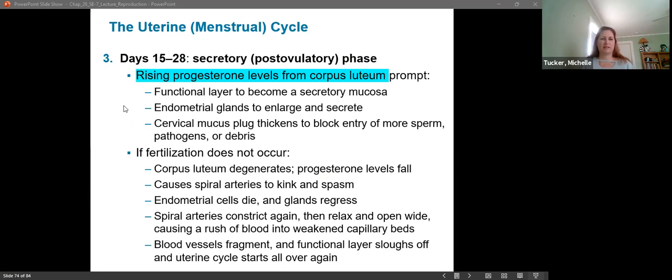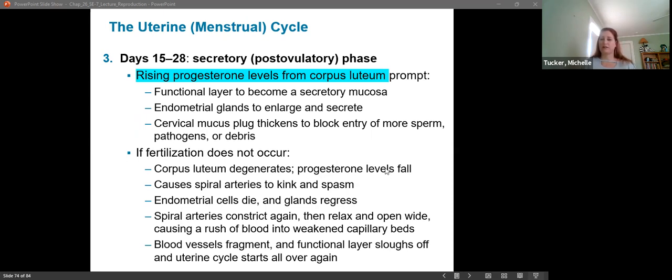Days 15 to 28 are considered the secretory phase, and these are going to be characterized by the rising progesterone levels from the corpus luteum. The corpus luteum is going to prompt the functional layer to become what's called a secretory mucosa. Endometrial glands enlarge and start to secrete a whole host of secretions. Cervical mucus plug thickens again to prevent the entry of more sperm, pathogens, or debris. If fertilization does not occur, the corpus luteum degenerates.